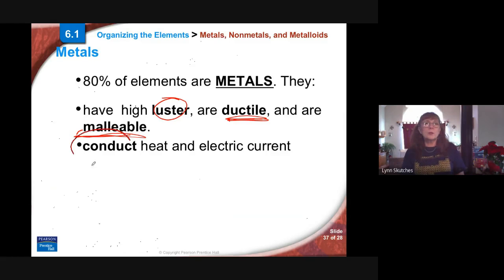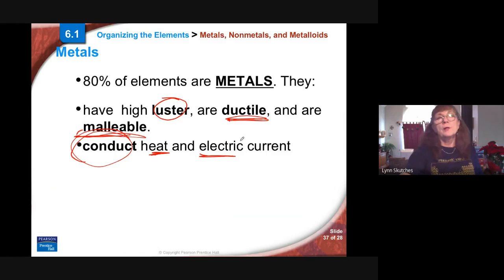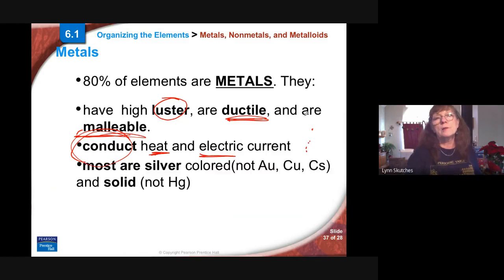All of us have probably experienced the fact that they conduct heat. If you leave your spoon in your soup pot on the stove and it's a metal spoon, if you go to grab it, you'll notice that it's hot, just like the soup. They also, of course, conduct electric current. That has to do with their electrons. We'll be talking lots more about that.